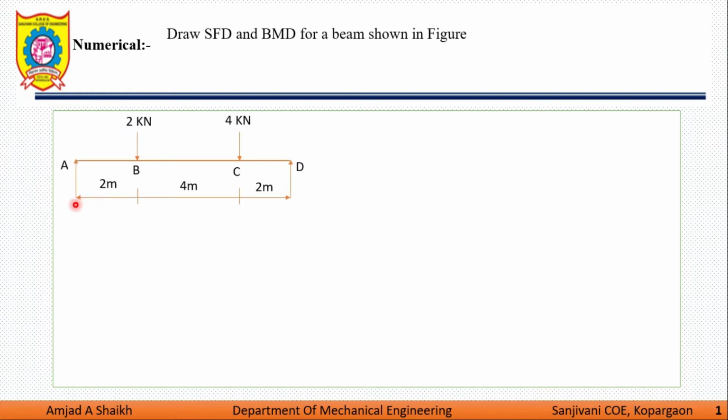A simply supported beam is given, which is supported at points A and B. 2 kilonewton and 4 kilonewton loads are applied on the beam. We are using conditions of equilibrium to determine the reactions.